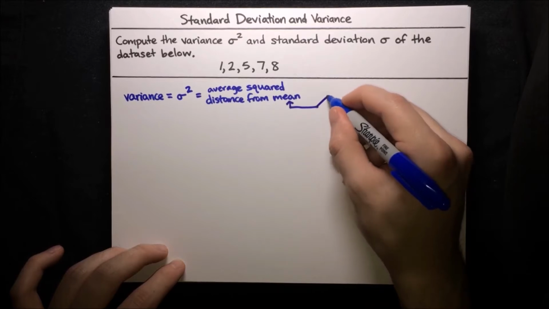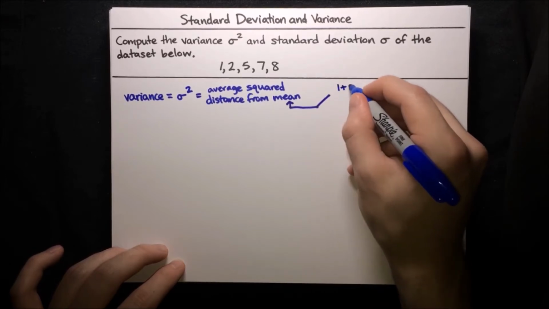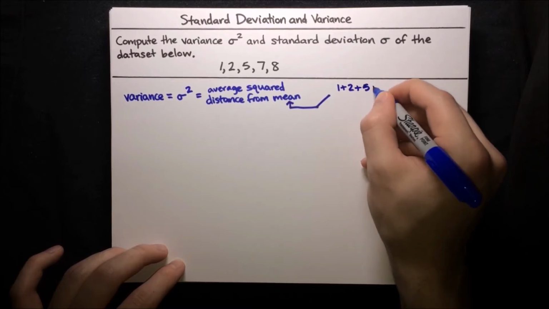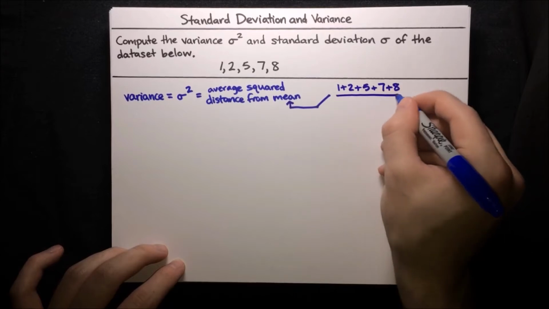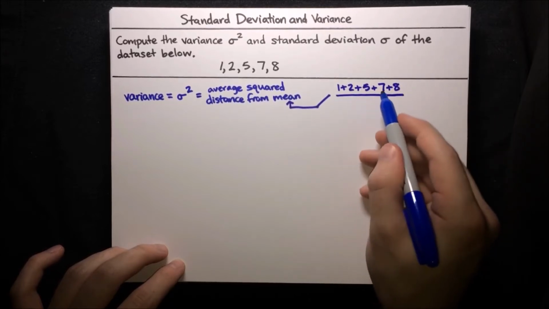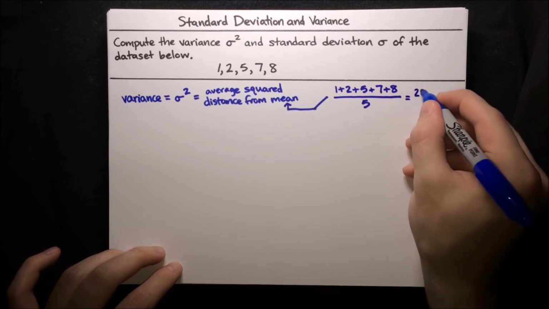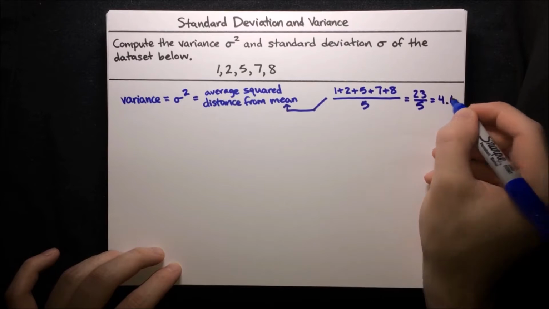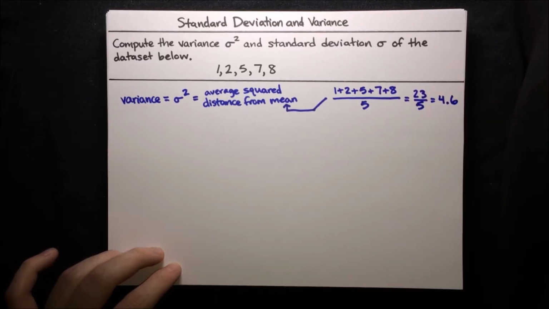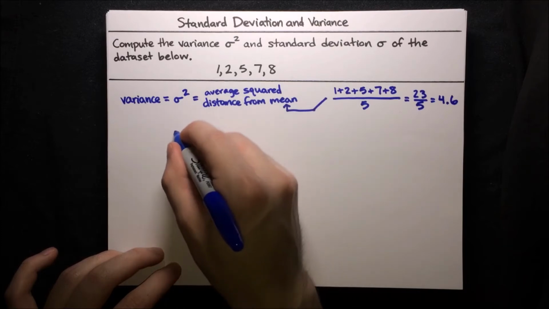For this dataset, the mean is the sum 1 plus 2 plus 5 plus 7 plus 8 divided by the number of values we summed up. That's 1, 2, 3, 4, 5. So over 5, which is equal to 23 over 5, or 4.6. Okay, so we want to calculate the average squared distance from 4.6.